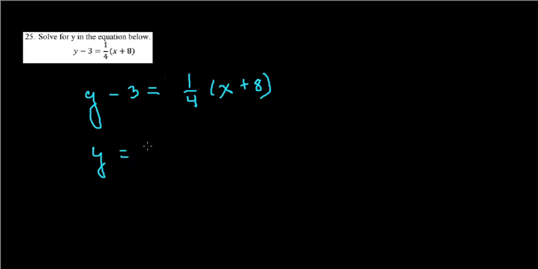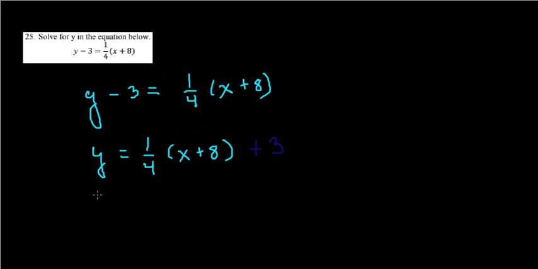Alright, solve for y in the equation below. So again, we'll rewrite this. y minus 3 is equal to a fourth of x plus 8. To keep y alone, we're just rewriting this, and then we're going to add 3. We're just making y alone, and we don't really need to simplify, but I will show you the simplified version just in case.